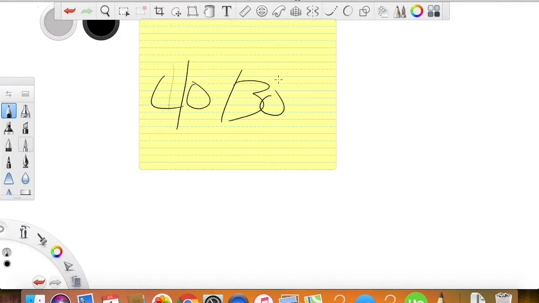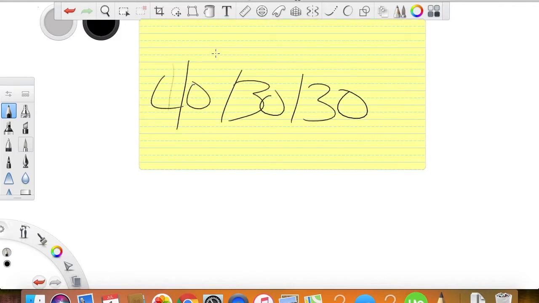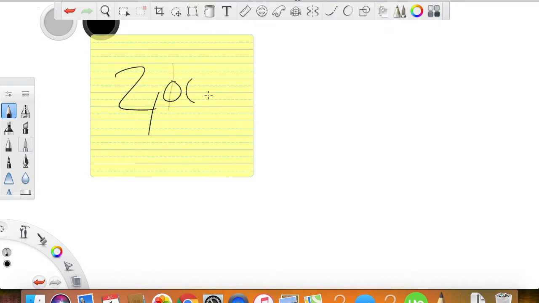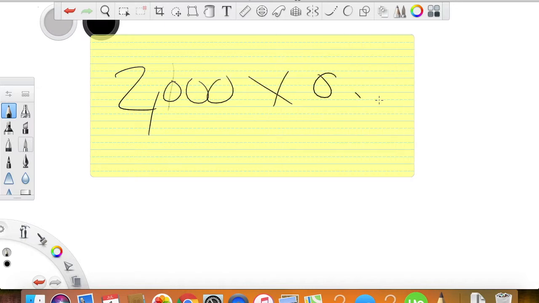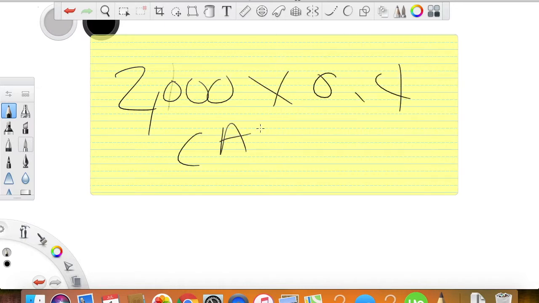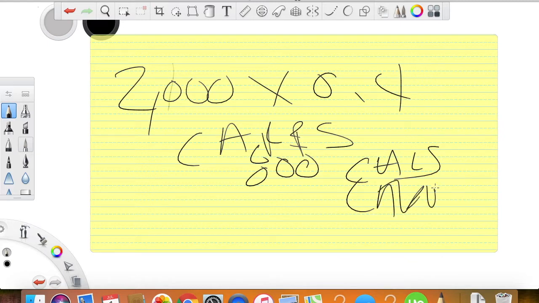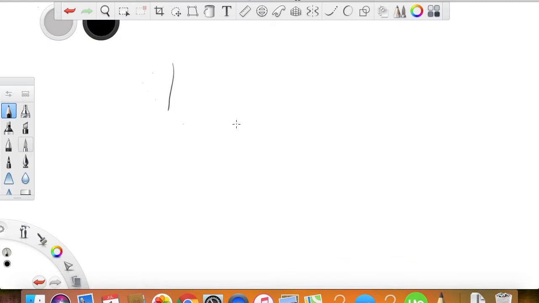So how do you get a 40, 30, 30 split out of 2,000 calories? Well, the first thing we're going to do is 2,000 times 0.4 for our carbs, and it's going to show us that we need 800 calories from carbs per day. And I'm going to go into this more in a second.